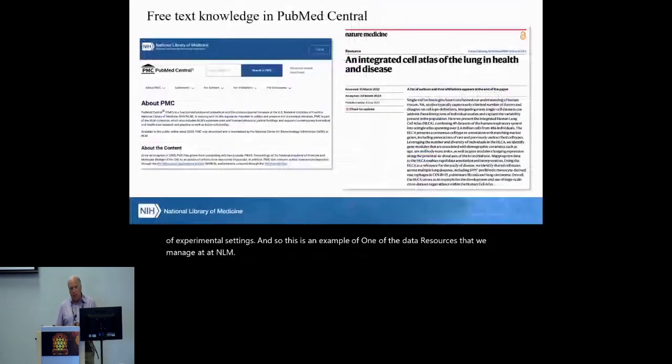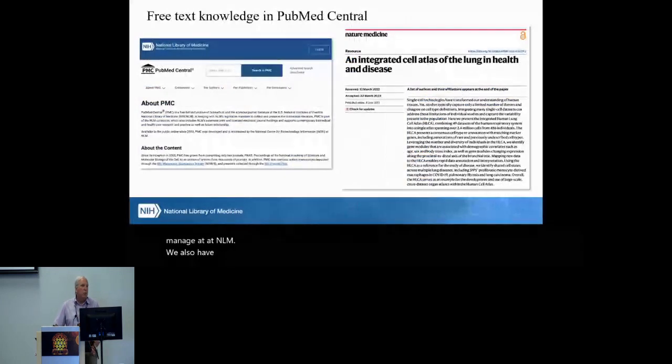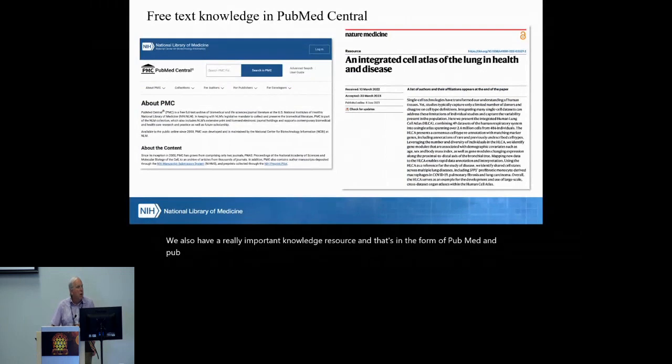We also have a really important knowledge resource, and that's in the form of PubMed and PubMed Central, where we have knowledge that's reported in the scientific literature. Now, the only problem with that is that the knowledge is embedded in free text. And so if you really want to use this knowledge for computation, it can be quite challenging, and that's where techniques like natural language processing and text mining come into play.